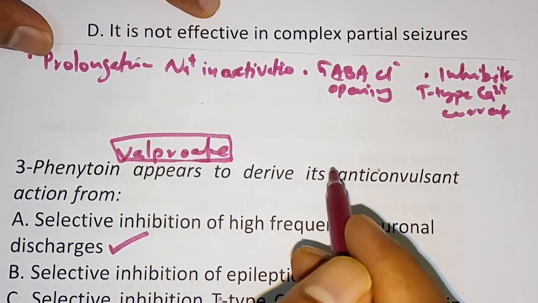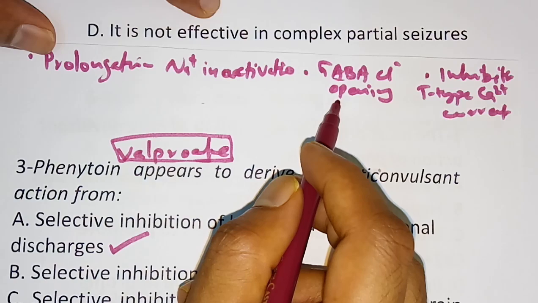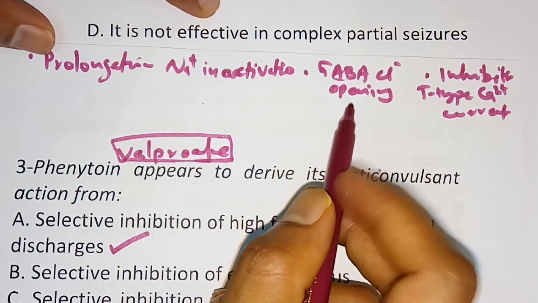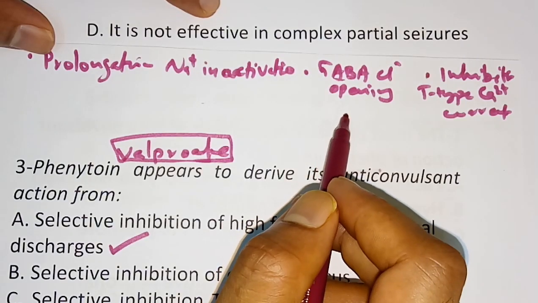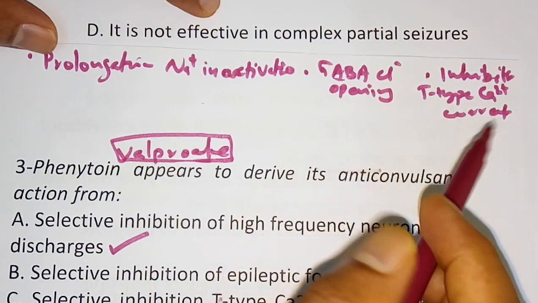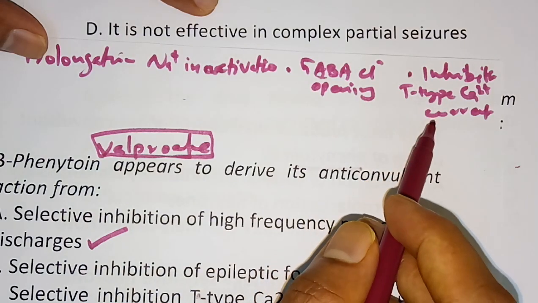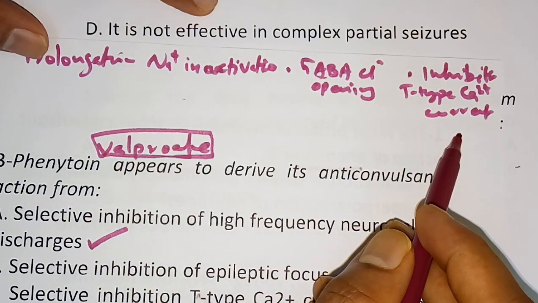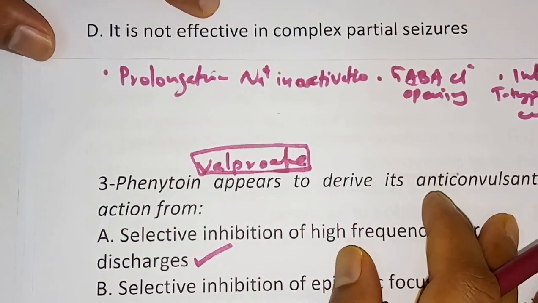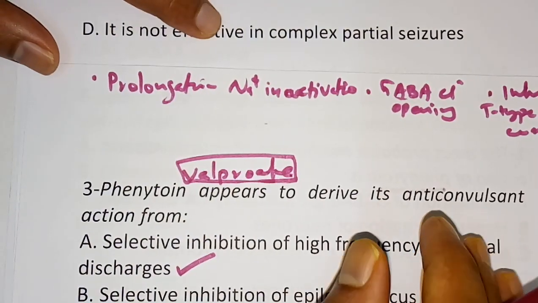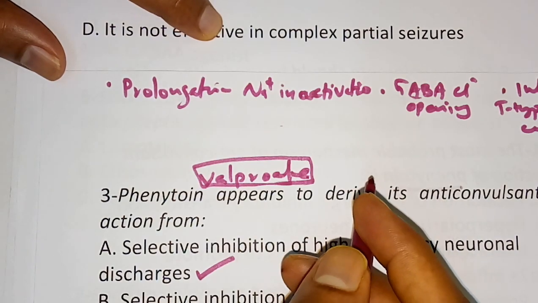The other medicines coming under facilitation of GABA-mediated chloride channel opening are barbiturate, benzodiazepine, vigabatrin, gabapentin, tiagabine. Valproate is also there. In case of inhibition of T-type calcium current: ethosuximide, trimethadione and valproate. So you can notice that valproate comes under all these categories. And one more thing, this is very important for questions. So you have to study each and every drug in this classification.